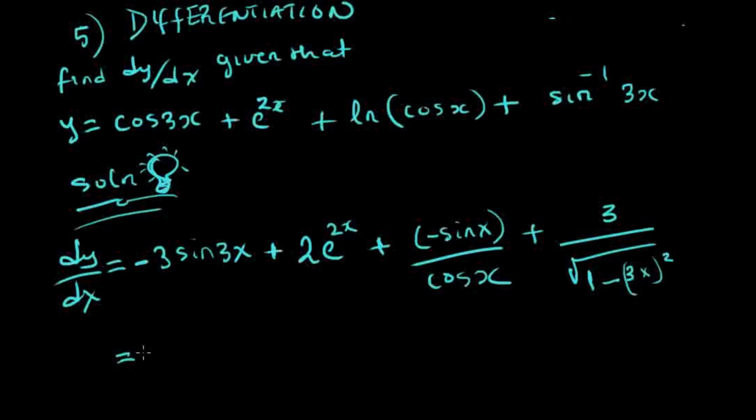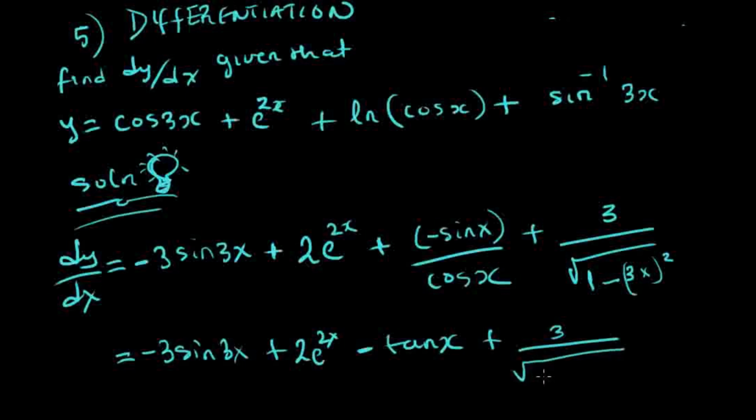If we organize the answer, we have minus 3 sine 3x plus 2 exponential 2x, then minus sine x over cos x, which is minus tan x, and plus 3 over the square root of 1 minus 9x squared. So this is the answer, this is dy dx. Don't worry much about differentiation for now. Just mark this somewhere if you don't understand it fully. We have a full package being prepared on differentiation from first principles.